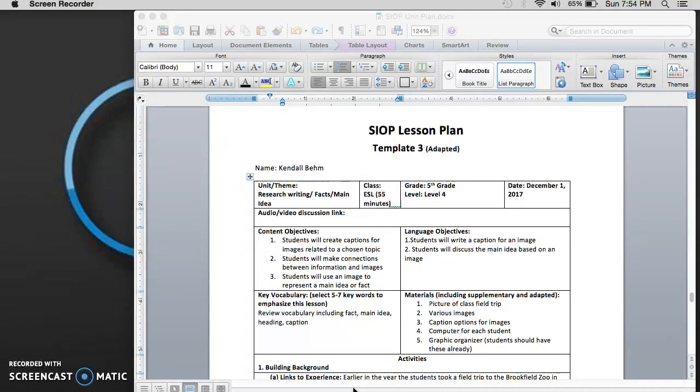And this lesson also kind of reiterates how to find a main idea out of something, what facts are important, and why the students find them important, and that will help the teacher provide support for them as they move through the writing process and writing their research paper.